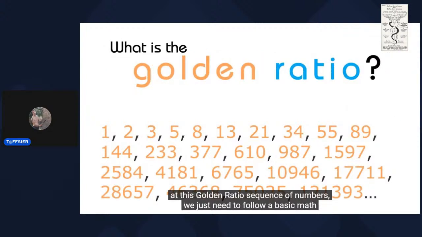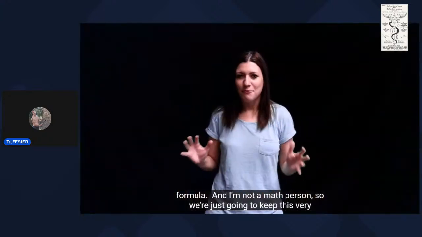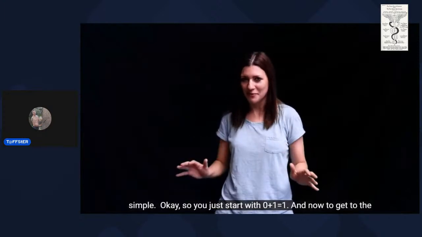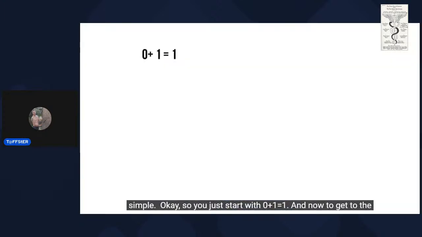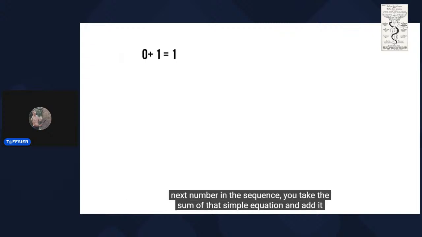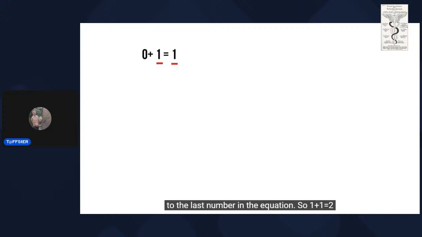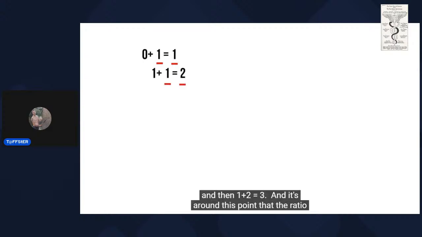Now, to arrive at this golden ratio sequence of numbers, we just need to follow a basic math formula. And I'm not a math person, so we're just going to keep this very simple. Okay, so you just start with 0 plus 1 equals 1. And now to get to the next number in the sequence, you take the sum of that simple equation and add it to the last number in the equation. So 1 plus 1 equals 2, and then 1 plus 2 equals 3.